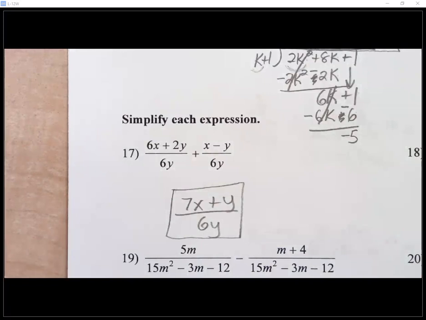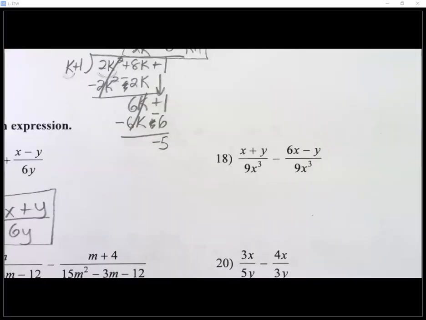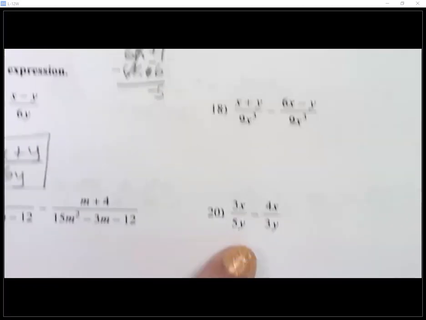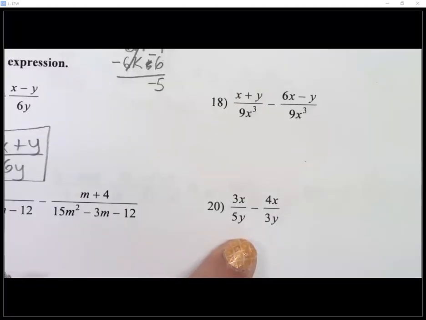All right, so let's jump to something like 20. So this one, I do not have common denominators, so I need to get them so that they are. I noticed they both already have a y, so that's good. So I really just need to match 5 and 3. I'm gonna turn them into 15 y's, aren't I?